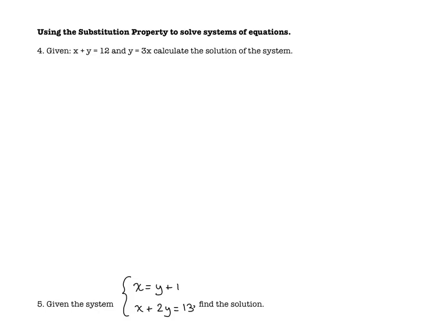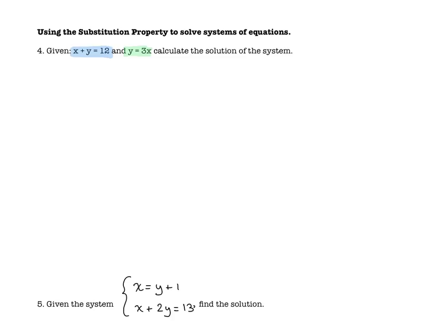So I have number 4. It says, given x plus y equals 12 and y equals 3x, calculate the solution of the system. So what we need to be looking for is our statement of equality. This first one here, x plus y equals 12, is not a statement of equality that allows me to directly substitute. However, when I go over here, this y equals 3x is. And the reason for it is because it says y is this. So y equals. I have a statement that one variable can be replaced with that quantity.